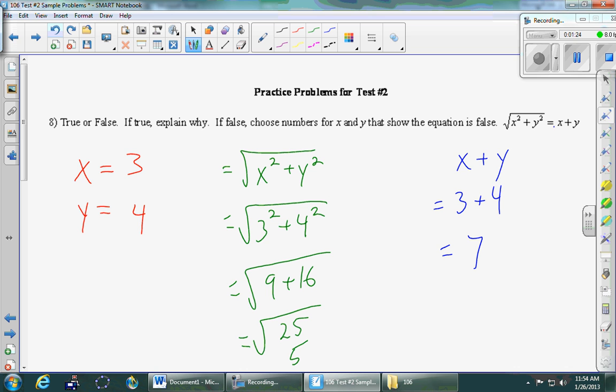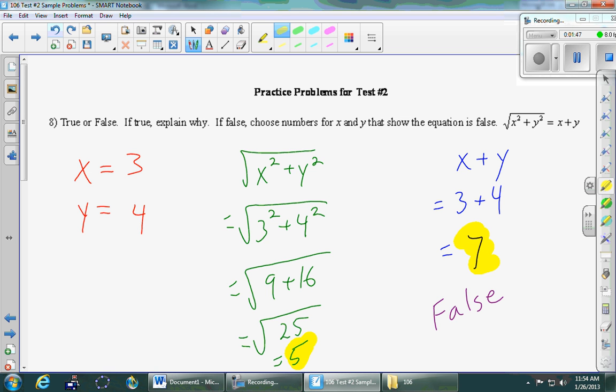So if it doesn't work for 3 and 4, then it just doesn't work. It might work for some numbers, but it's certainly not an irrefutable law. So we really don't want to ever use it. It's just not a fact. So those are two numbers that show that the thing is false. So we'll just highlight that 7 and the 5 are different, and that's why it's false.